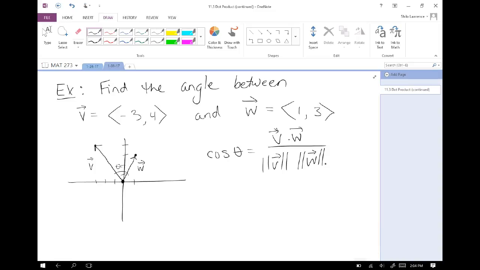So we need 3 values in here. We need the dot product in the top, and then we need each of our magnitudes in the bottom. So for dot product, when we multiply the x's, we get negative 3. When we multiply the y's, we get 12. That's -3 plus 12, yep. We've got our magnitudes in the bottom.